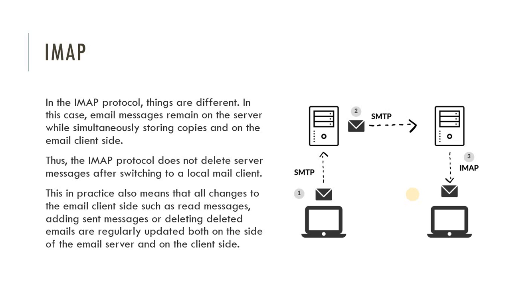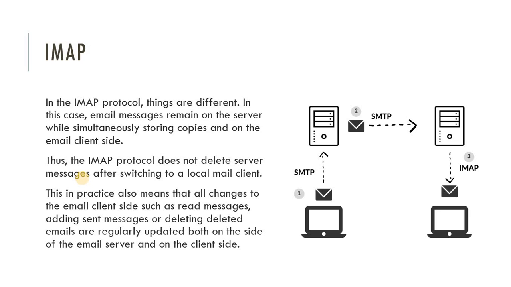In the POP3 protocol, once I receive and download the mail, it is deleted from the mail server, while in IMAP it does not happen like that. I can directly see the message from the mail server, so there is no need to download the mail. Also, that mail is stored at the mail server. Thus the IMAP protocol does not delete server messages after switching to a local mail client.